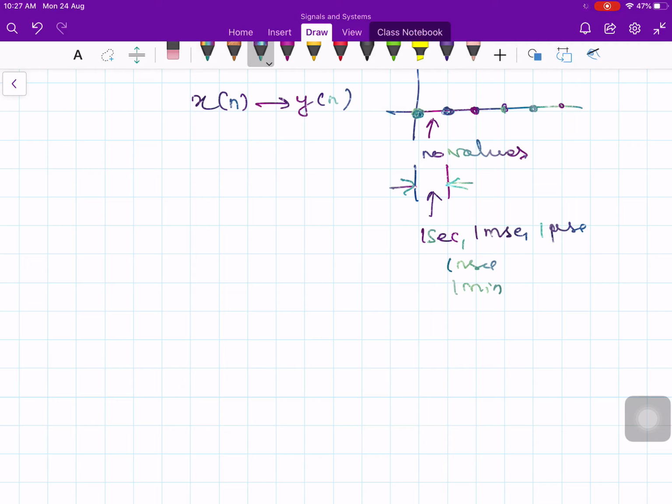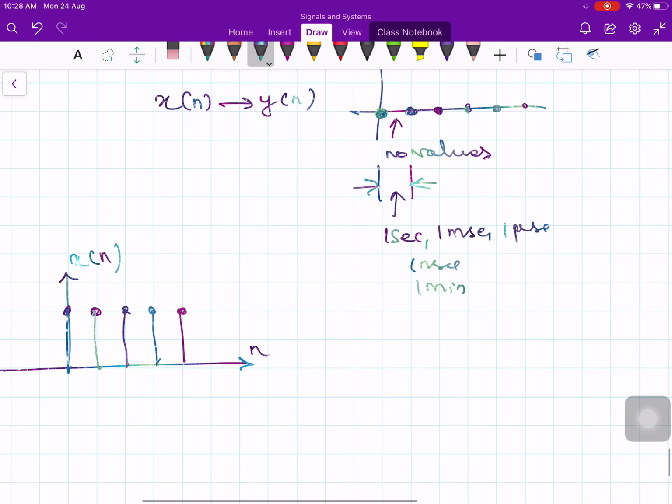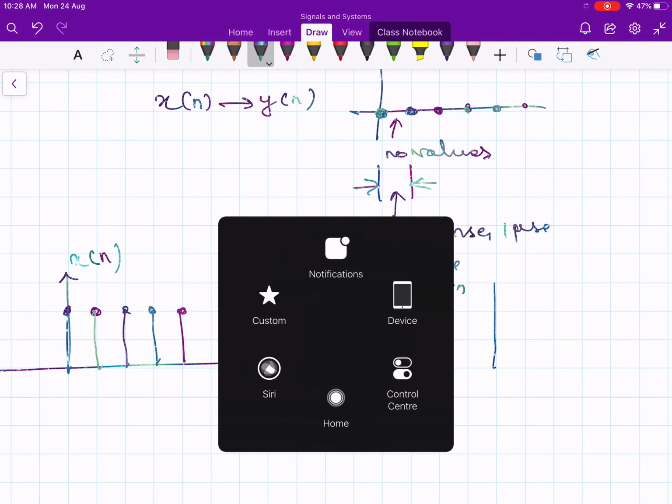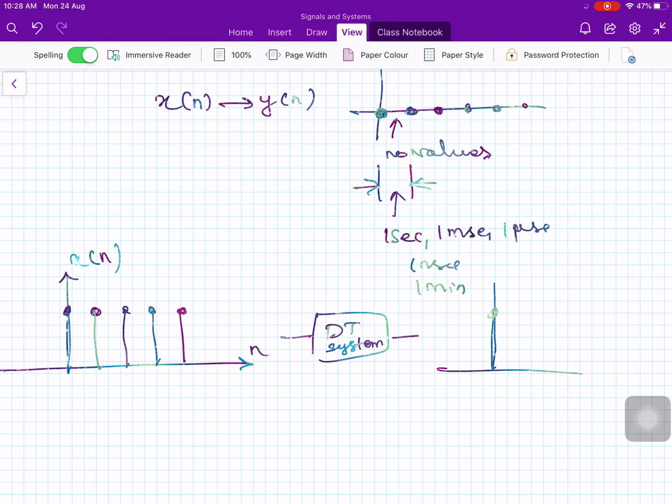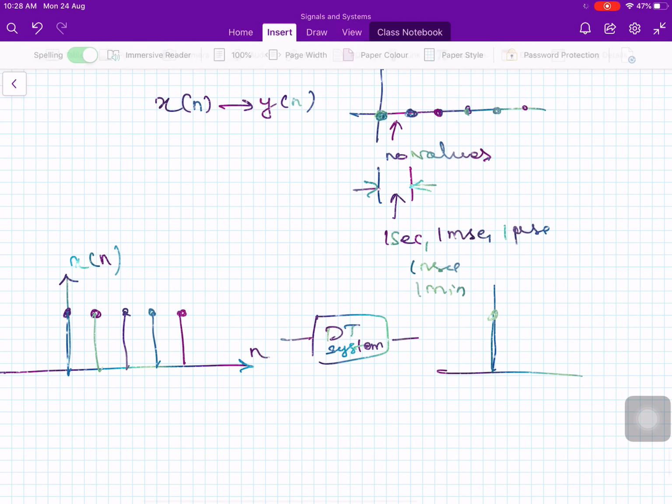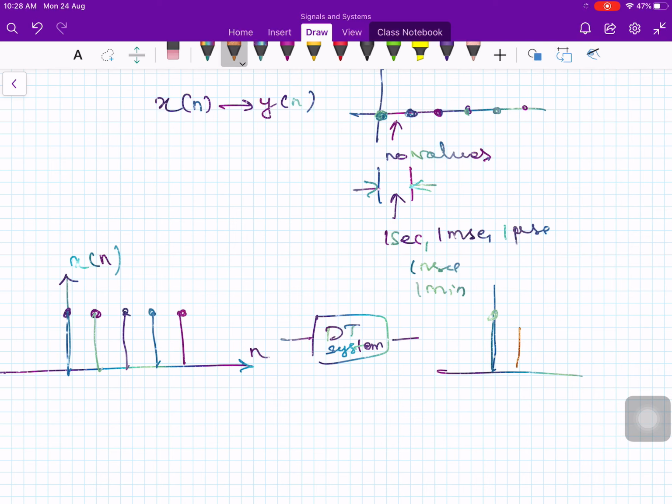Now let me take x of n as follows. Let us say I have a sequence like this. Let me take 5 pulses like this. Let us say this is n and this is x of n. You give it to a discrete time system, and the output I am getting is like this, like this, and like this. So there are 4 values I am getting. Let me select 0, 1, 2, 3, and this is n, 0, 1, 2, 3, 4.